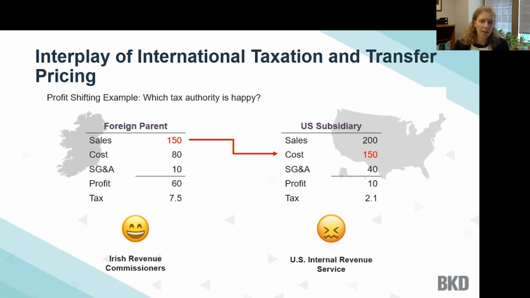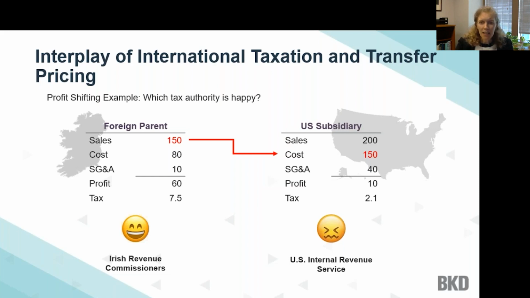So Ireland sells the goods to the US for $150, or euros. They have their costs, their SG&A, and profit, and with a 12.5% rate, they're paying $7.5 in tax to the Irish Revenue Commissioner. Ireland is happy about this because they're looking at the IRS and saying, you only get $2.1 of tax revenue, so we're winning. You can see Ireland's happy, the IRS is not so much.